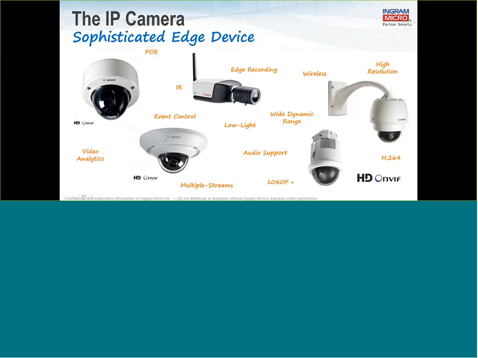The IP camera is becoming a significant device in modern networks. It used to be an analog device that we brought in with a coaxial cable to a central point, and that central point would provide some level of management. And this was something that our facilities departments handled.